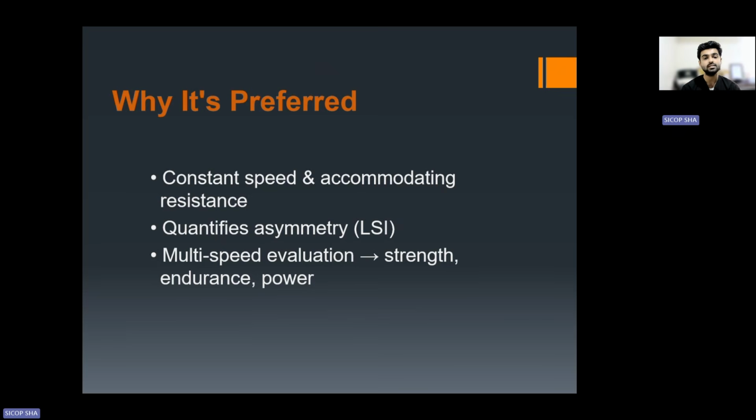Now, it quantifies the limb symmetry index. What is basically a limb symmetry index? Limb symmetry index is basically the difference between the affected leg versus the unaffected leg. So we can check the quadriceps of the affected or operated leg versus the unoperated leg. Say, for example, one athlete has an ACL reconstruction on the left side and his right side is totally normal.